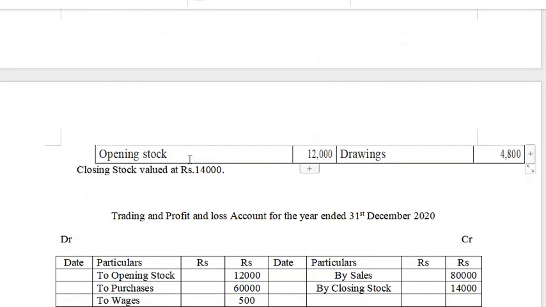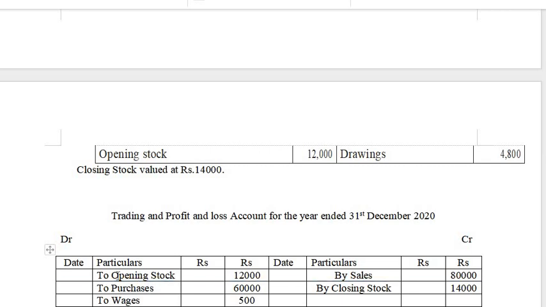Opening stock is the first information, mandatory information you have to consider under the trading account. Drawing is an asset. The closing stock they are given, that also you have to consider in the trading account. So now, trading and profit and loss account for the year ended 31st December 2020. What is given in the question, that I am writing here, because I am going to prepare your trading and P&L account. First you have to start with the trading account, then only you have to start the P&L account. It's a hierarchy, a procedure you have to follow, mandatory.